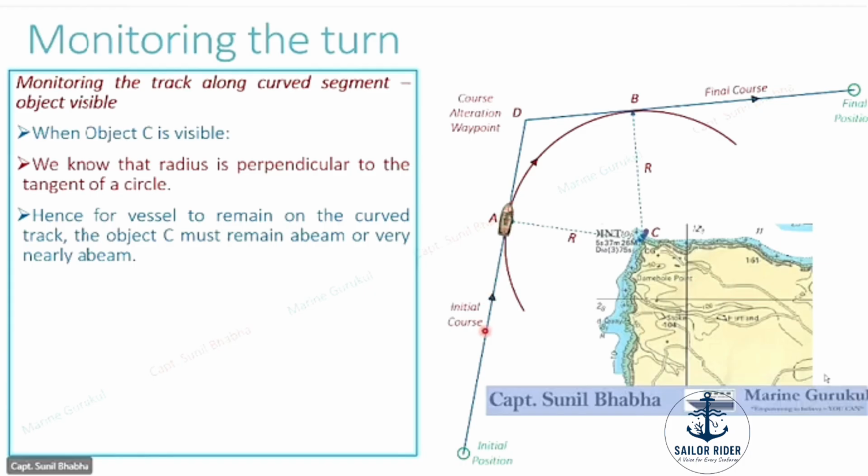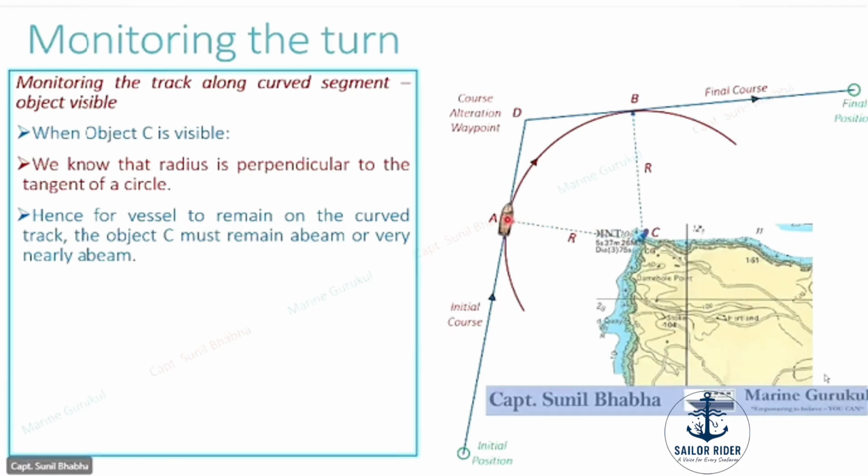You remember the initial course was drawn at a tangent to the turning circle, and the bearing of the lighthouse represents the radius of this turning circle. Both are at right angles, 90-degree angle, so that means the lighthouse would be abeam.